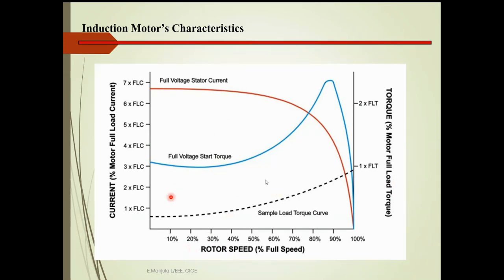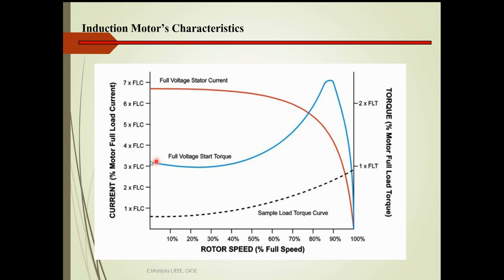Okay. And this graph gives us here on the x-axis the current, as a percentage of motor full load current, and the torque, as a percentage of motor full load torque. And here it is the rotor speed, in percentage of full load speed. The torque is given here, but it is also on the x-axis on this side.